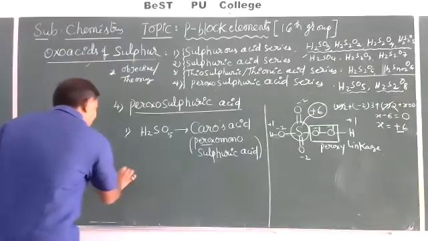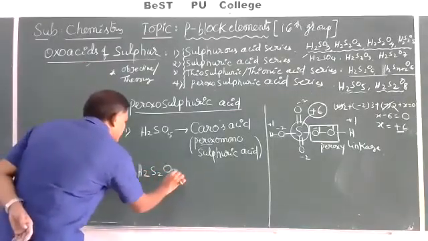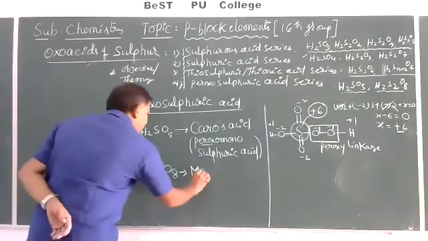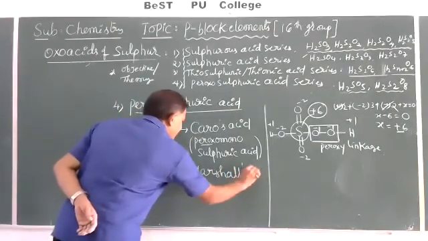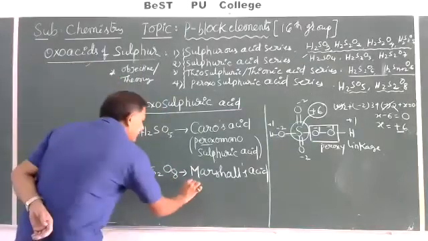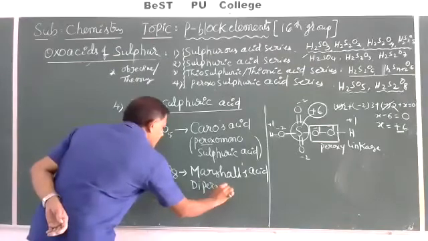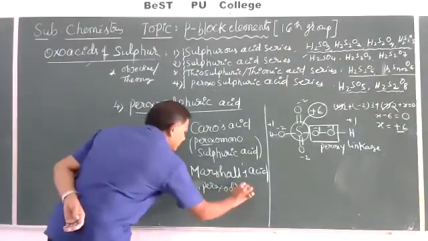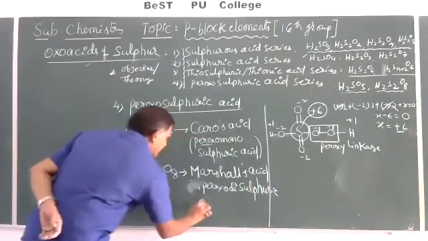Next one is H2S2O8. It is called the very, very important Marshall's acid. This is a very, very important named compound. It is a diperoxo or peroxodisulfuric acid. Peroxodisulfuric acid it is.